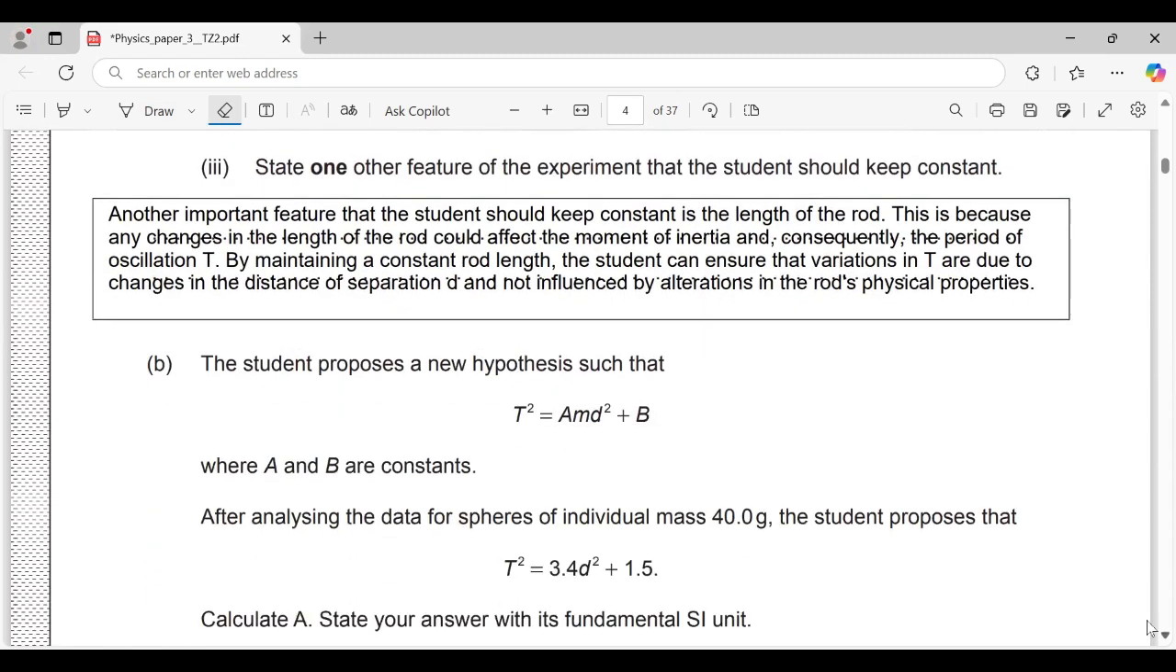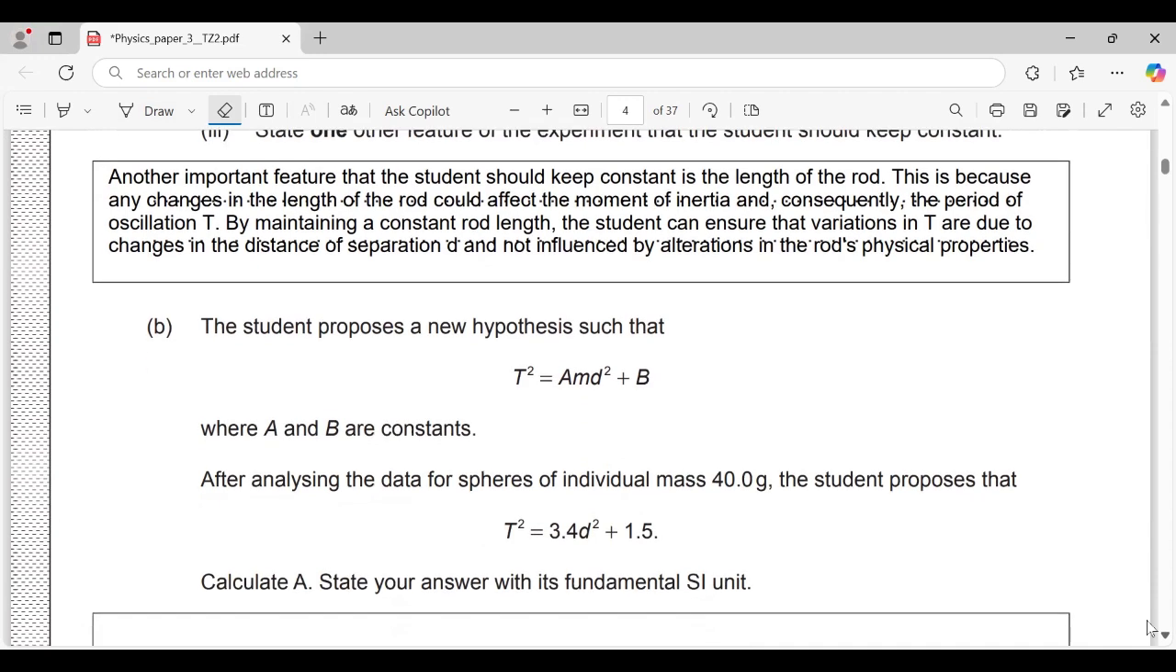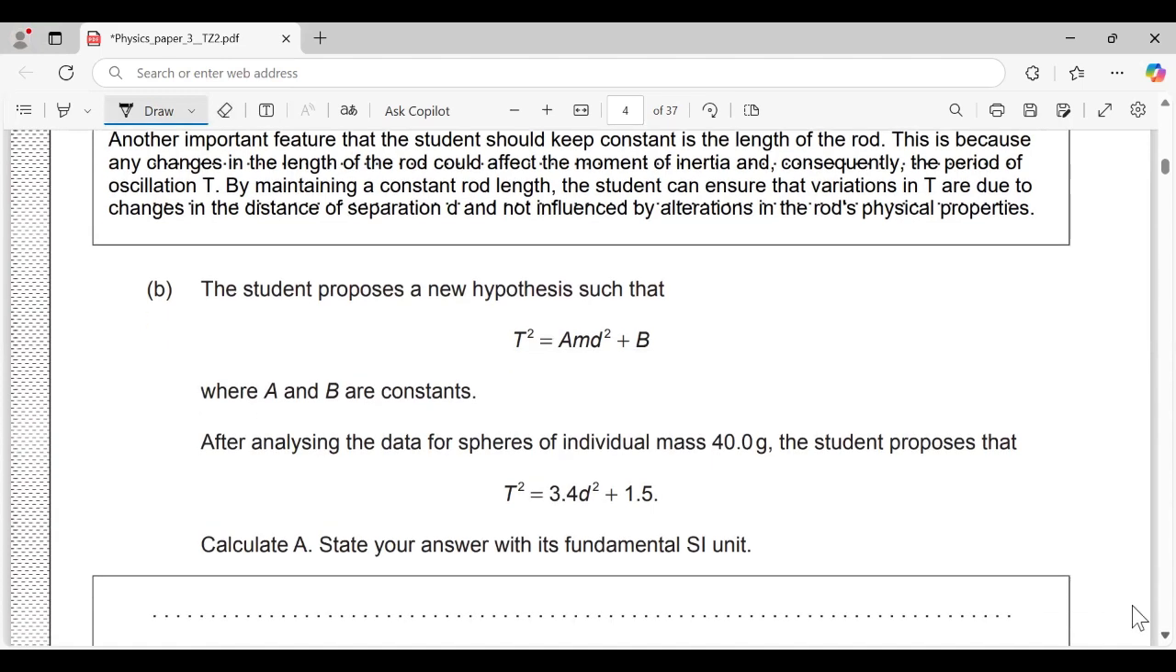The student proposes a new hypothesis such that T squared equals A m d squared plus B, where A and B are constants. After analyzing the data for spheres of individual mass 40 grams, the student proposes that T squared equals 3.4 d squared plus 1.5. Calculate A. State your answer with its fundamental SI unit.